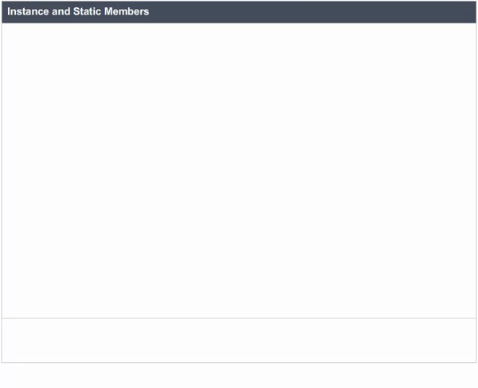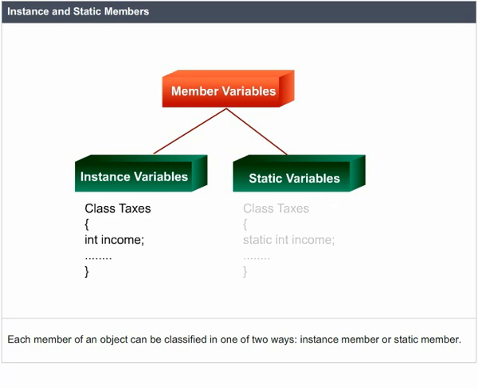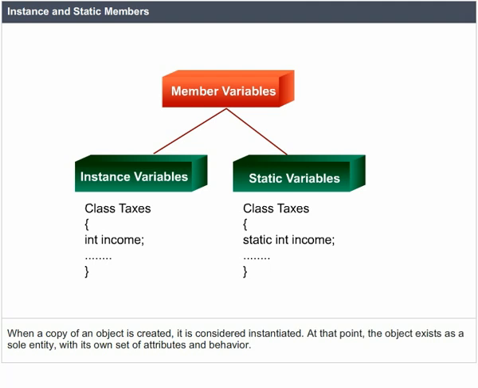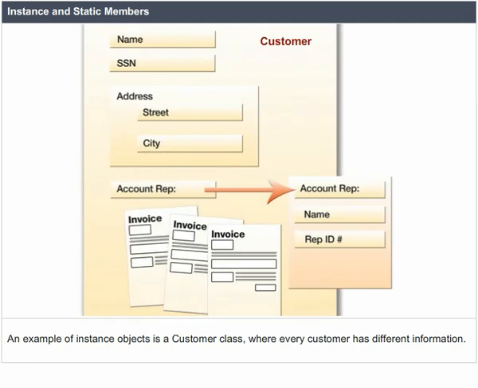Instance and static members. Each member of an object can be classified in one of two ways: instance member or static member. When a copy of an object is created, it is considered instantiated. At that point, the object exists as a sole entity with its own set of attributes and behavior. If a second instance of that object were created, it would normally have a separate set of data from that of the first object instance. In C#, object members belong to the instance unless modified as static. An example of instance objects is a customer class, where every customer has different information.